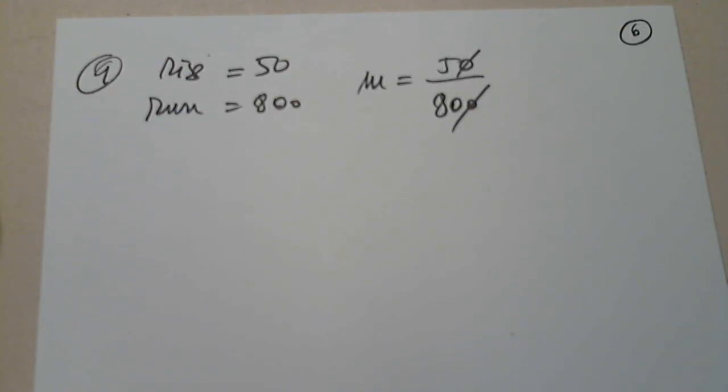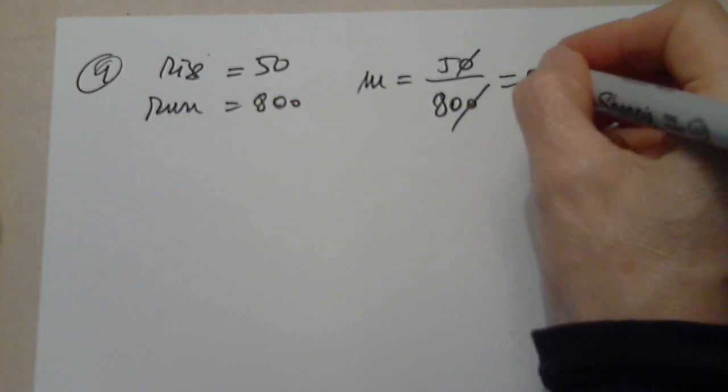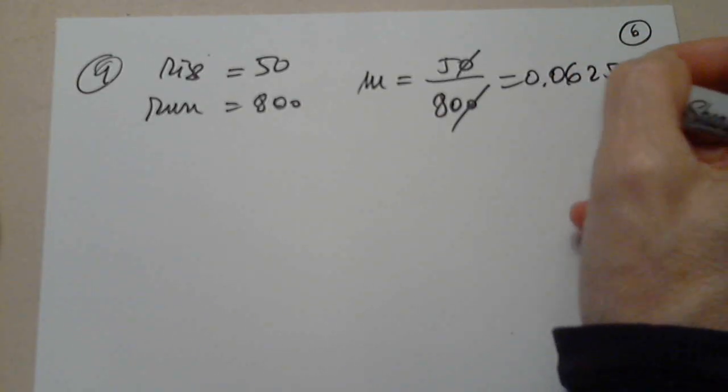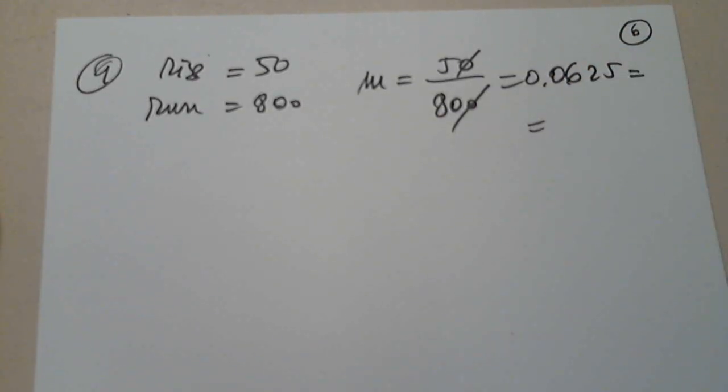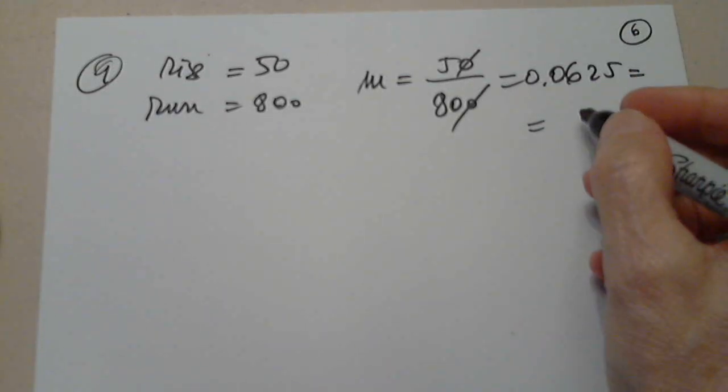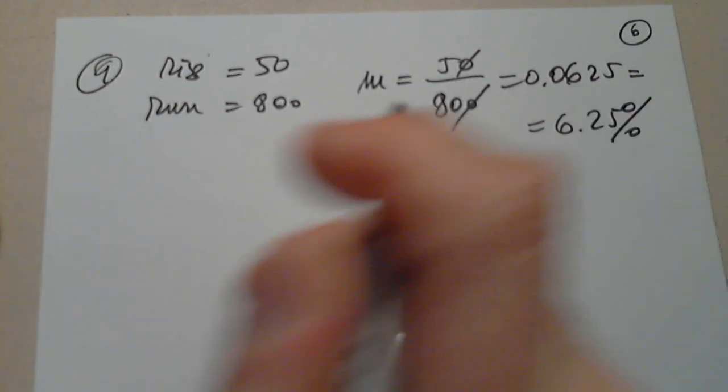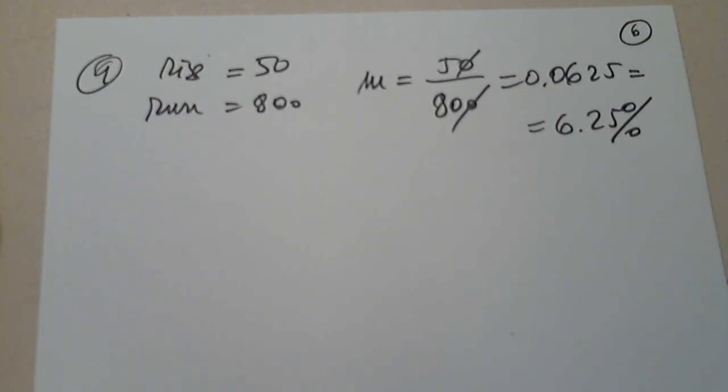Good. Can anyone give us the percent of this? I'm going to write 0.0625, and then I need to change this into a percent. What do I get? 6.3. 6.25 or 6.3, depending on the rounding they want. Excellent. Okay, where am I? Okay, I'm here.